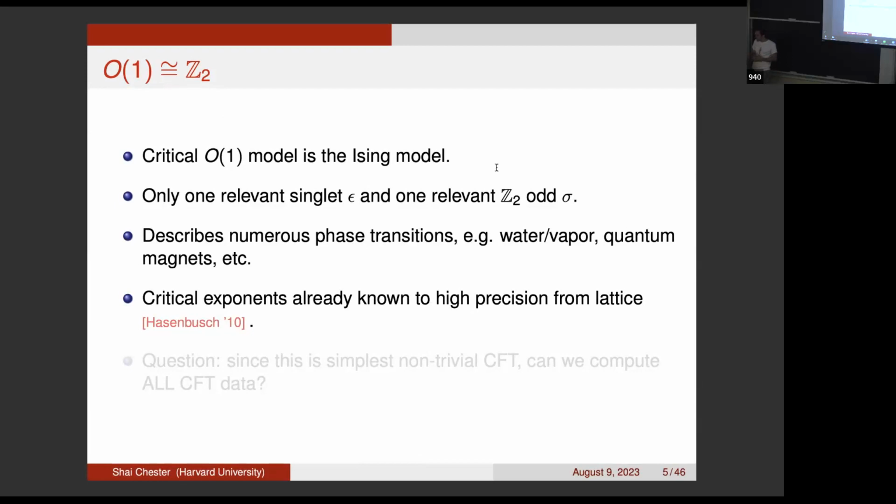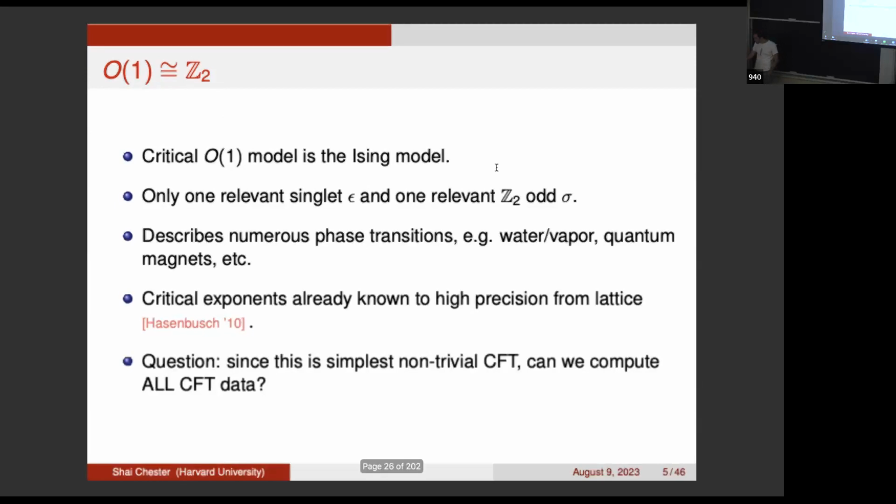So of course, it's been studied over the years many times. In particular, there were lattice studies from 2010, which computed critical exponents to very high precision. But a question you could ask is, because this is the simplest CFT, probably the simplest quantum field theory, for this special, incredibly simple theory, can we just compute everything? Can we completely solve the theory? I think it's a natural question to ask. After all, in 2 dimensions, people have completely solved the 2D Ising model. In that case, it's a minimal model. And so could one hope to do the same thing in 3D?